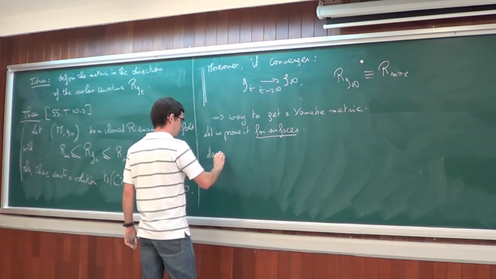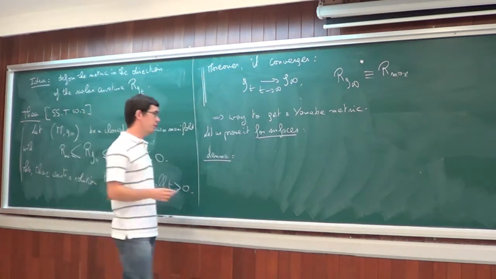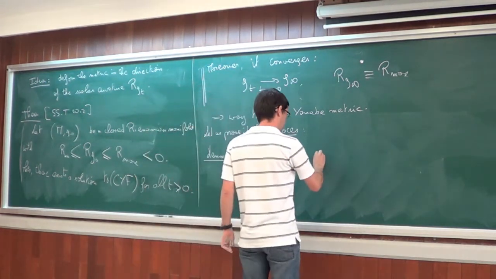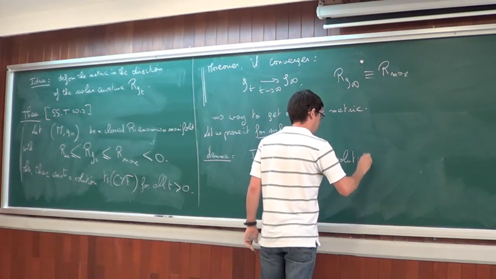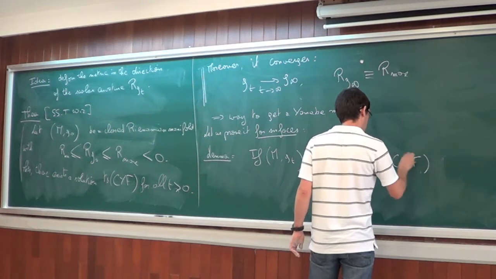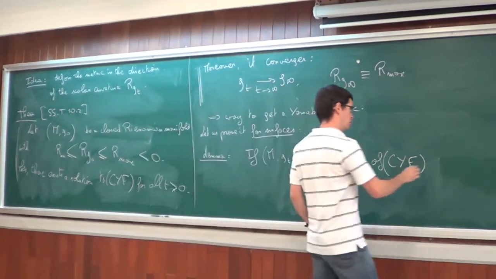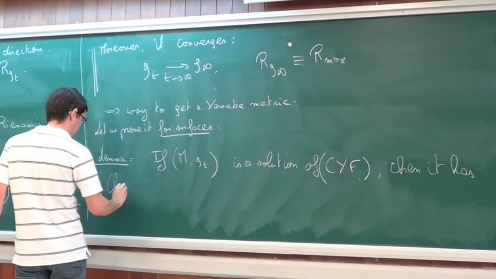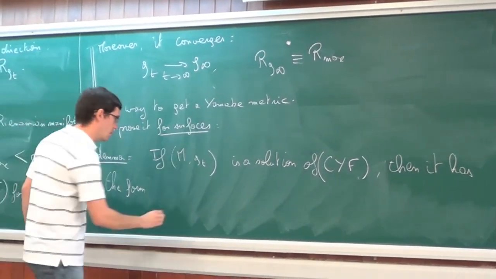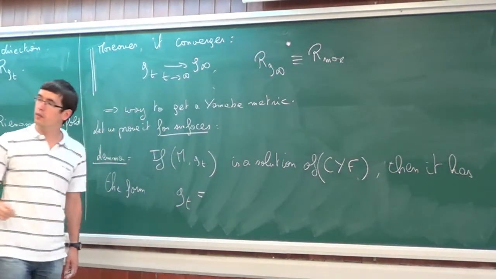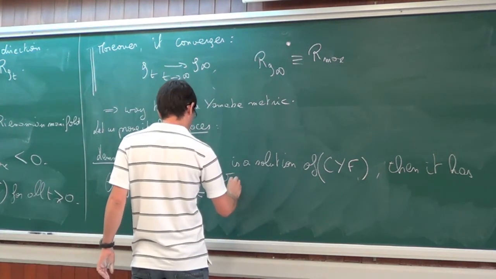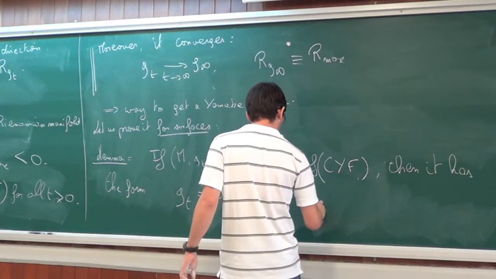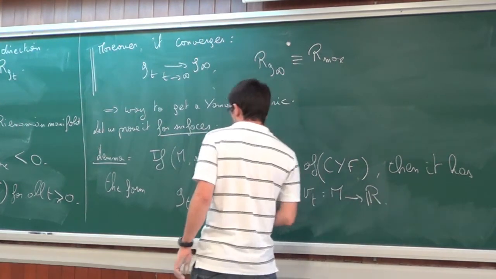So the first thing is the following. If you have a solution of this curvature normalized Yamabe flow, then it has the following form. The metric is some multiple of the initial one by some scalar function.